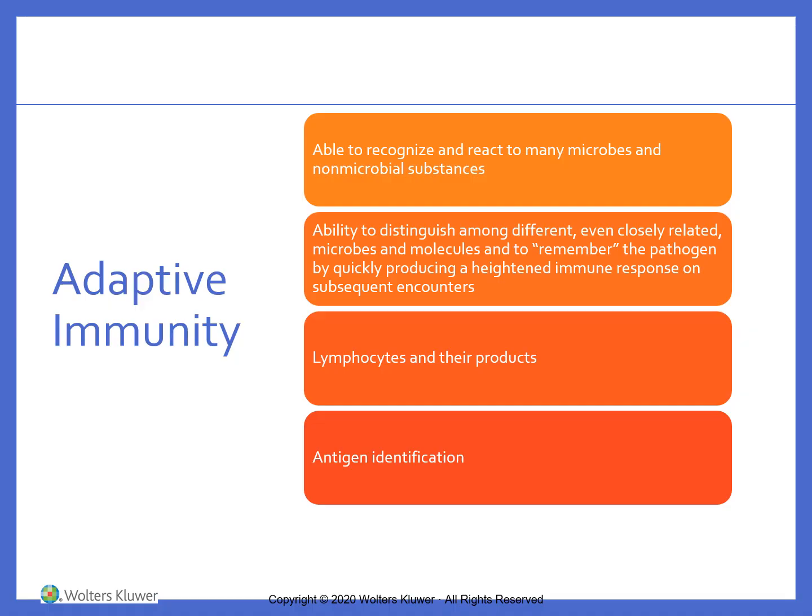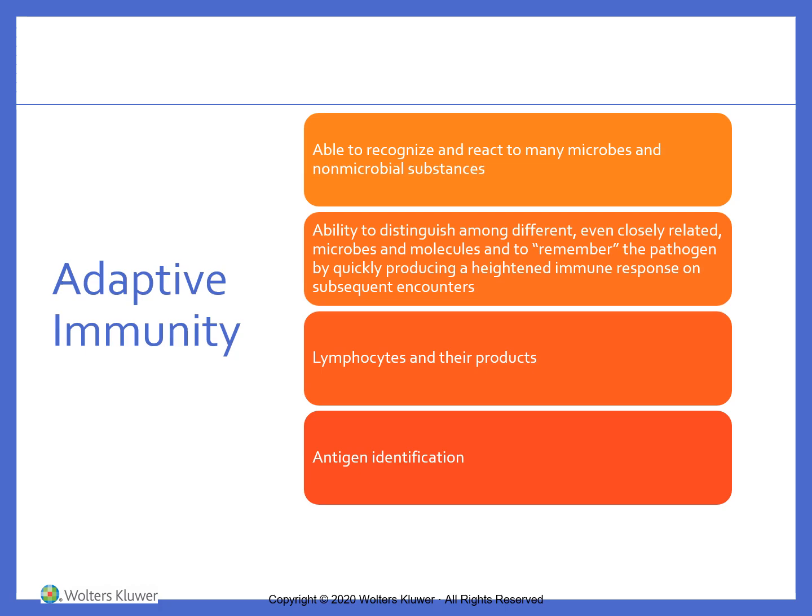So the adaptive immune system is the final line of defense against infection, and it's activated once the innate immune response initiates that inflammatory process. Adaptive immunity is able to recognize and react to many microbes and non-microbial substances. It has the ability to distinguish among different, even closely related, microbes and molecules, and then it can remember those pathogens and quickly produce a heightened immune response if that pathogen is encountered again.